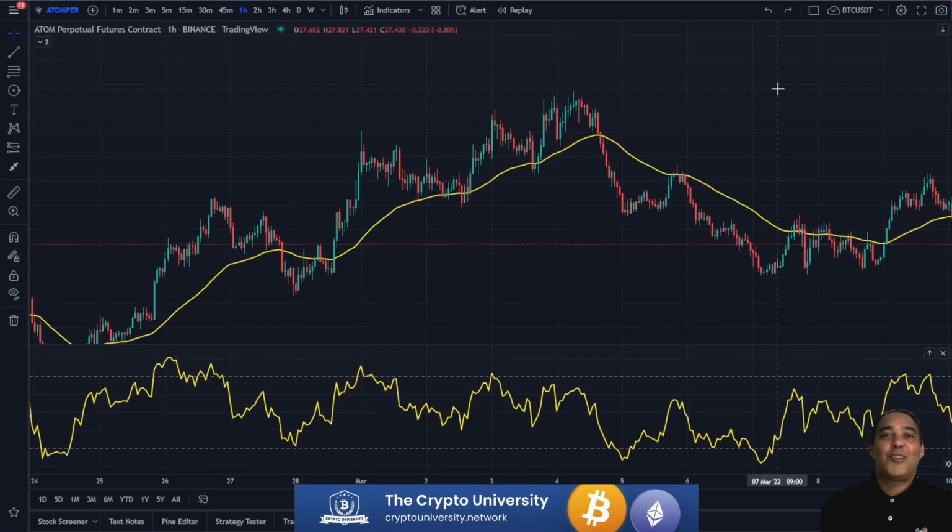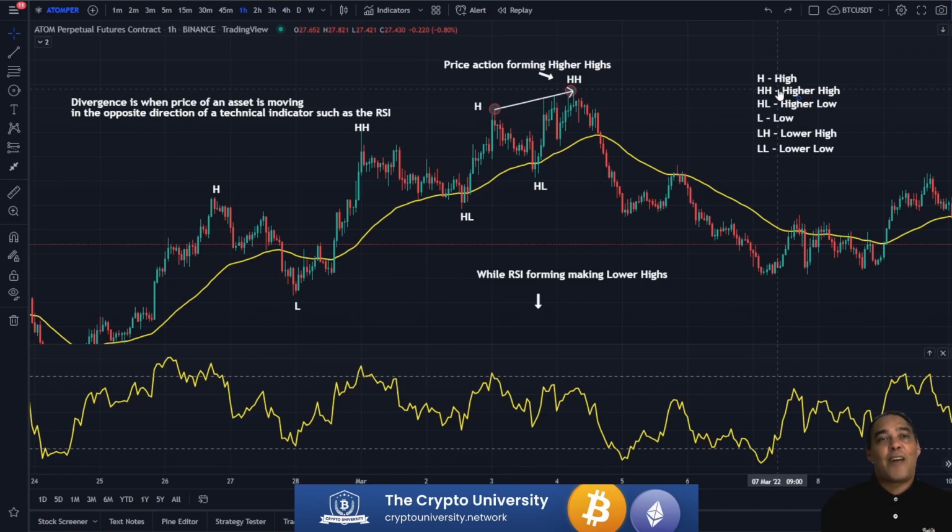So what is divergence? Divergence is when the price of an asset is moving in the opposite direction of a technical indicator such as the RSI. RSI is a great indicator to spot divergences and possible trend reversals. So what is the RSI? The RSI is a momentum oscillator that measures the speed and change of price movements.